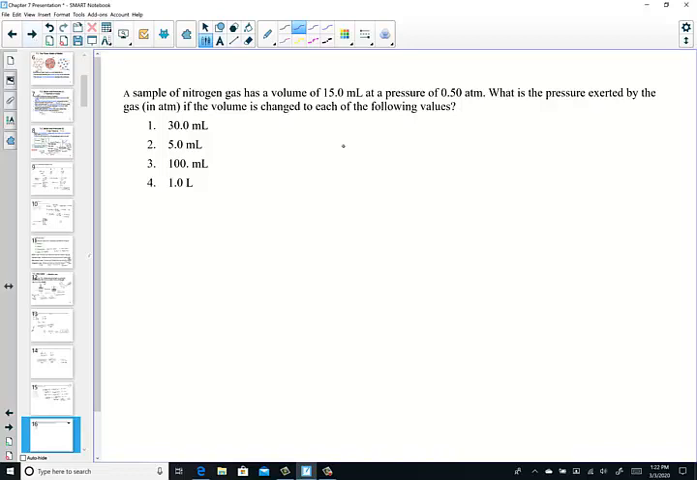We have a sample of gas at 15 mL for our first volume, and the pressure is 0.5 atmospheres. What is the new pressure exerted by the gas in atmospheres? So I have to have an ATM there, and the volume is changed in the following manner. Now notice this is a milliliter, so I need a milliliter on this side as well. So that works. We have 30 milliliters in the first. In the second, we would have 5 milliliters. In the third, we would have 100 milliliters.